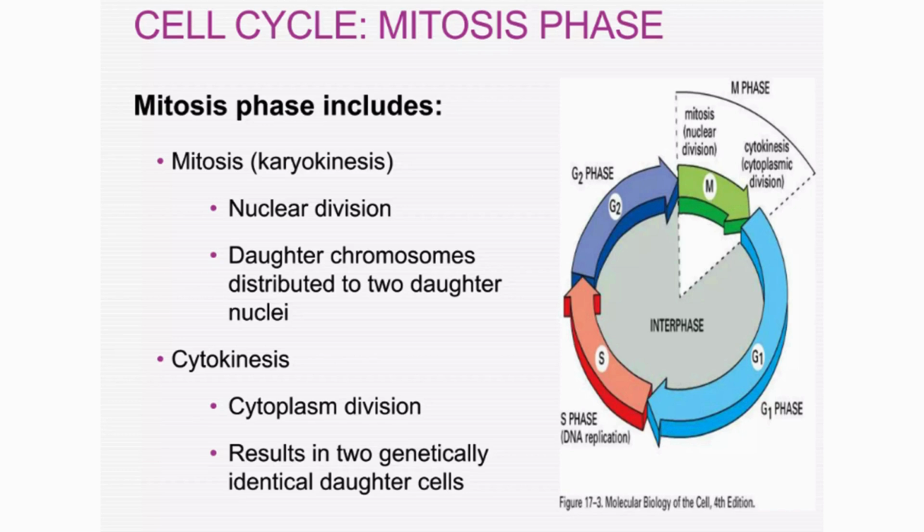Cytokinesis, where cyto means the cytoplasm and kinesis means the division, is the second and final step of the M phase, and it involves the division of the cell's cytoplasm. This process physically separates the two newly formed nuclei and the rest of the cellular content, such as the cytoplasm and organelles like the mitochondria and ribosomes, into two distinct daughter cells.